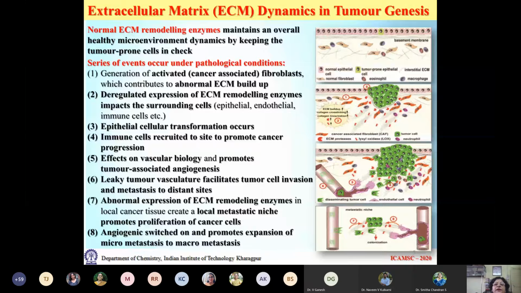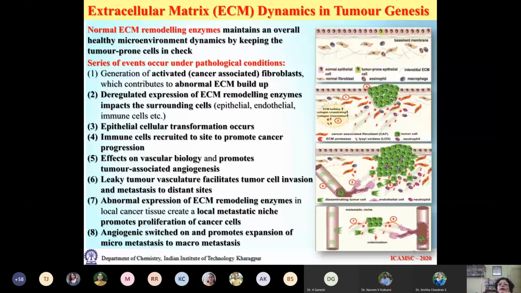But when you are having a pathological condition, what happens is the activation of the fibroblast cells occurs. The fibroblasts are, if you can see, not moving. These are the fibroblast cells. If you see, normal fibroblast cells are these ones. This activation of the fibroblast cell contributes to the abnormal buildup of the extracellular matrix. Then what happens? You have a deregulated expression of this enzyme, which is supposed to be maintaining the overall environment, and it impacts the surrounding cells.